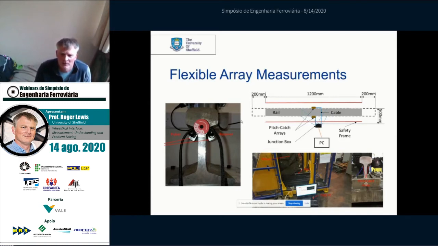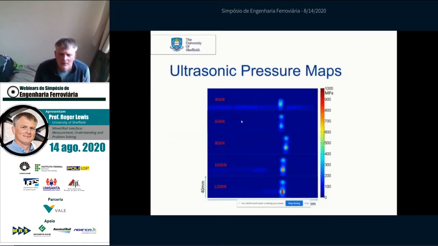You can see the setup here. The arrays are in a very similar position. And here are the scans that we got from, again, some realistic loads for wheel-rail interface. Again, a double contact. You can see now that we're getting lower resolution measurements. That's because of the setup we have to use in terms of the pitch catch. So that's the downside. But the upside is that this can be taken out into the field now, and in theory would be able to capture contacts at realistic train speeds.